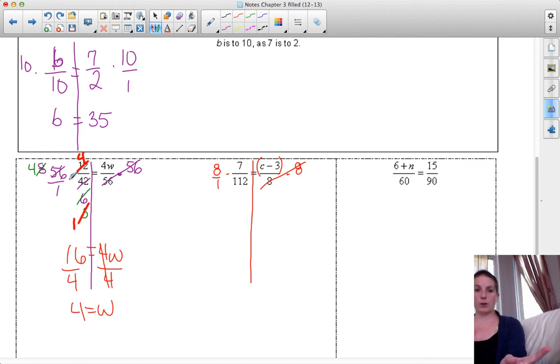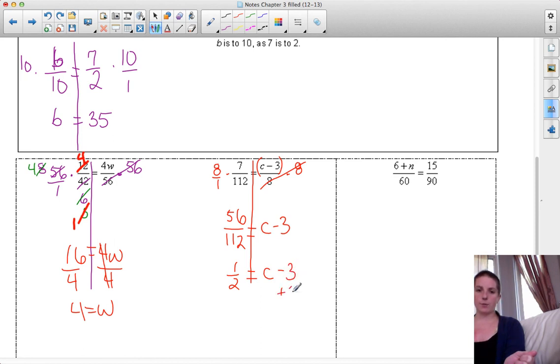And I'm going to show you what I could have done in this problem on the left. I could have done 8 times 7 is 56 over 112. I could have multiplied across equals c minus 3. Then simplified this fraction. 56 over 112 is the same as saying 1/2 is equal to c minus 3.